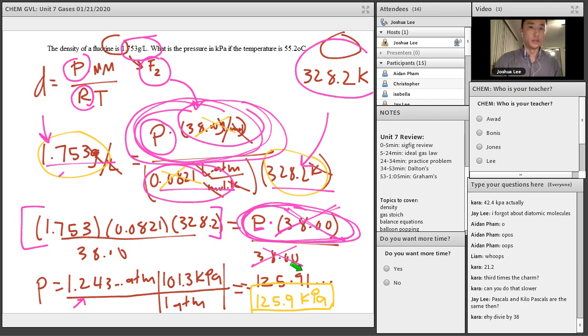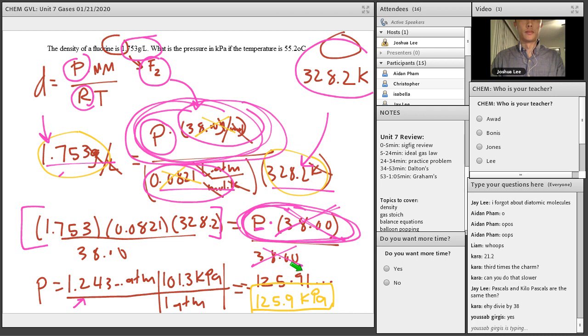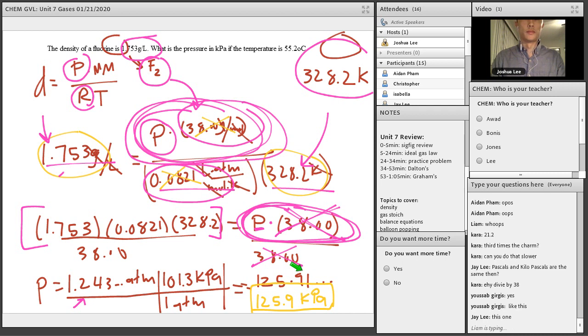All right. Looks like we're doing another practice problem. This will be the last one. Do you guys want a problem similar to this? Or do you want to solve for density? This one.